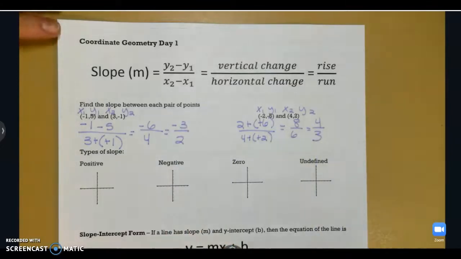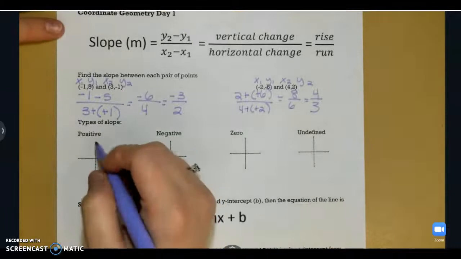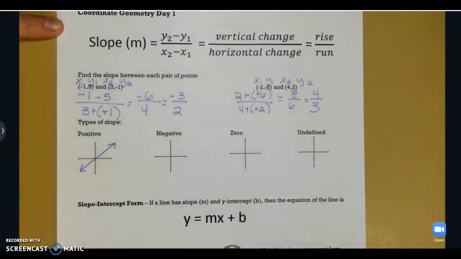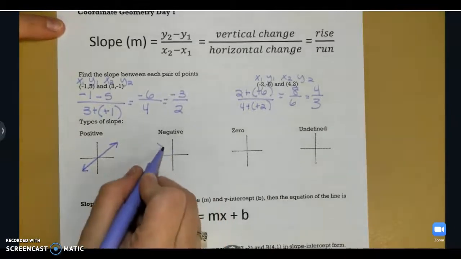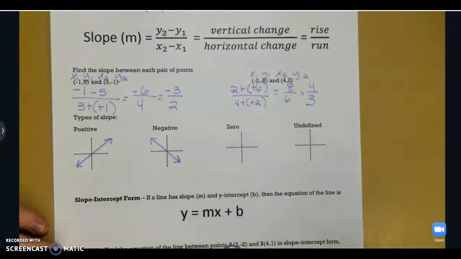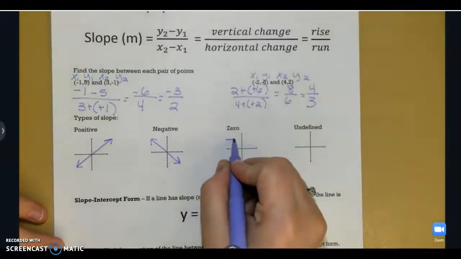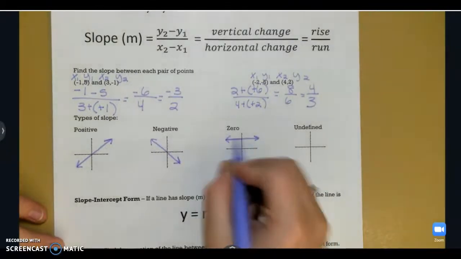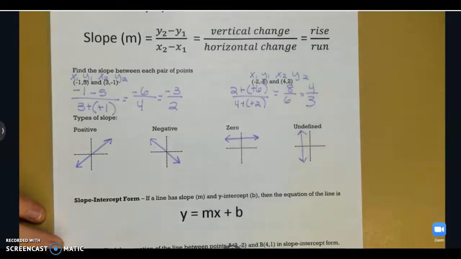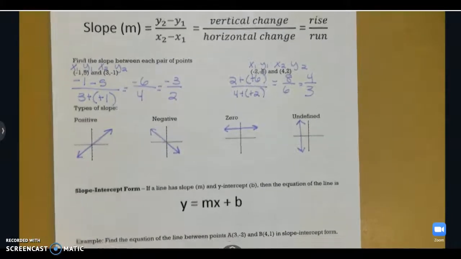So let's talk about what that looks like on our graph. A positive slope is going to be increasing from left to right, and a negative slope is going to be decreasing from left to right. Okay. Then a zero slope is going to be a horizontal line, and an undefined slope is going to be a vertical line. Okay. So again, those should all look familiar to you, so a lot of this is review.